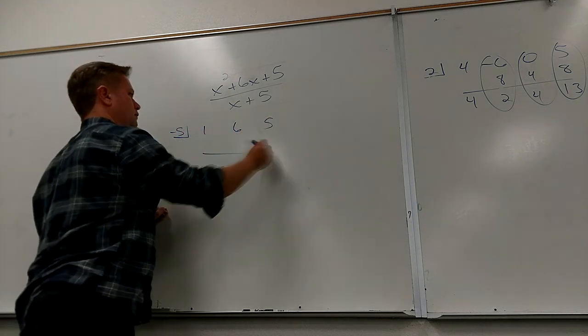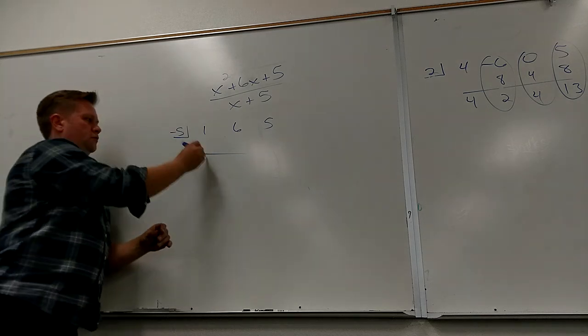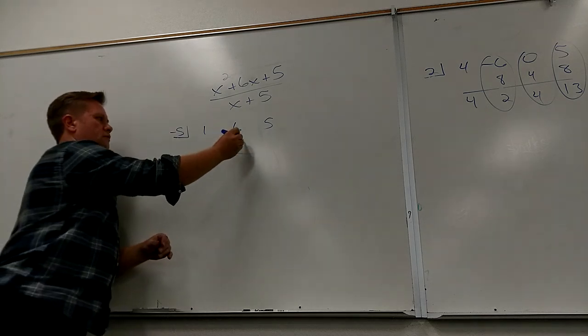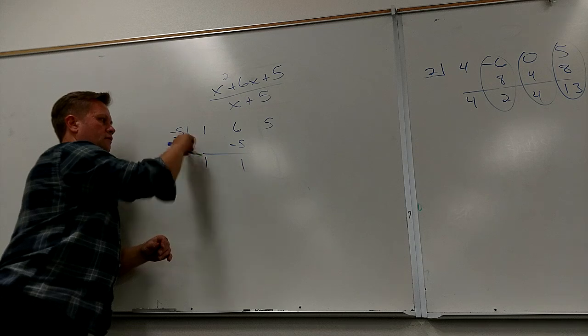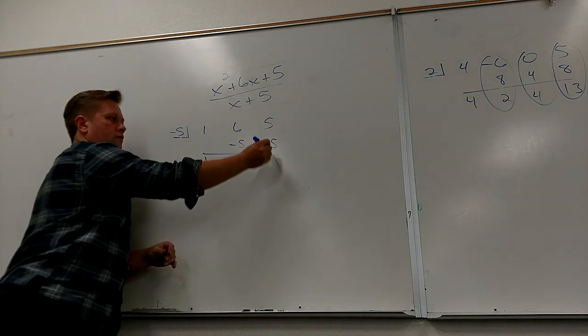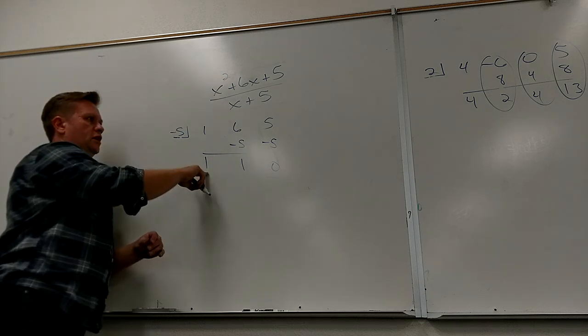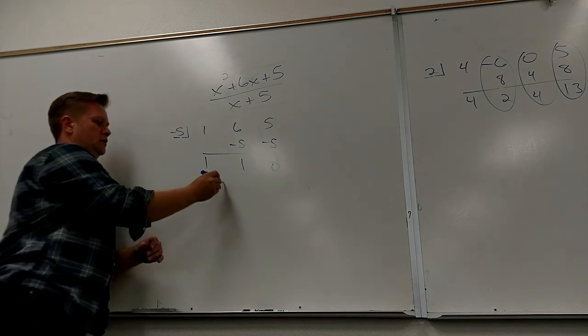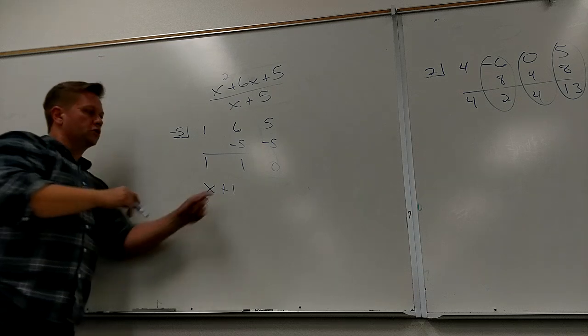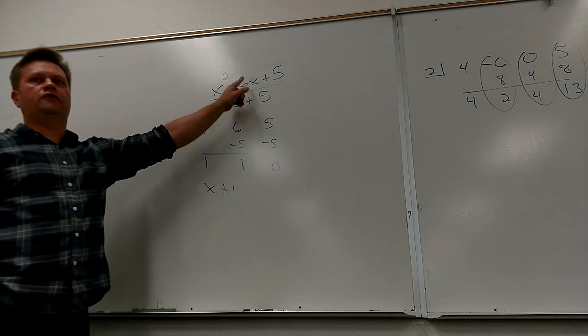6, 5. I'll bring down the 1. Bring the other one. Negative 5. 1, 0. Negative 5, 0. So what is the answer? It started off as x squared, so now it's x plus 1. When there's no remainder, that means I could have factored this.